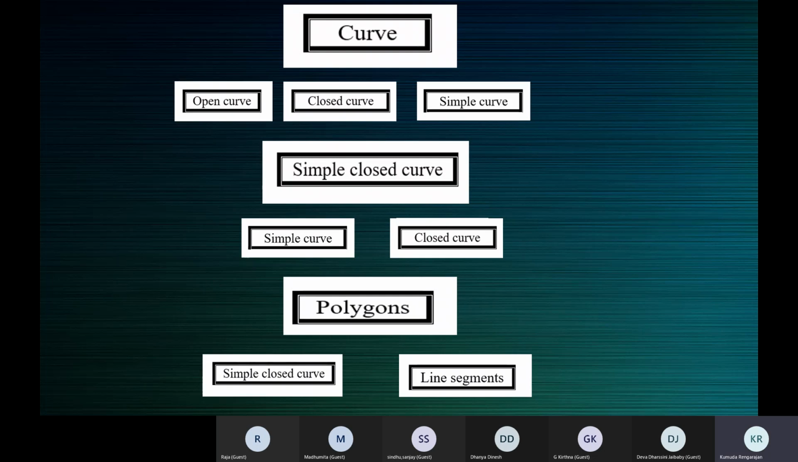I'll just pause for some time so that you are able to look at every term and get the definition in your mind. When you look at the term curve, you must immediately get that a curve is something which can be traced without lifting the pencil. So just do that for yourself. I'll give you 5 minutes. Look at every term and see if you can recall the definition.